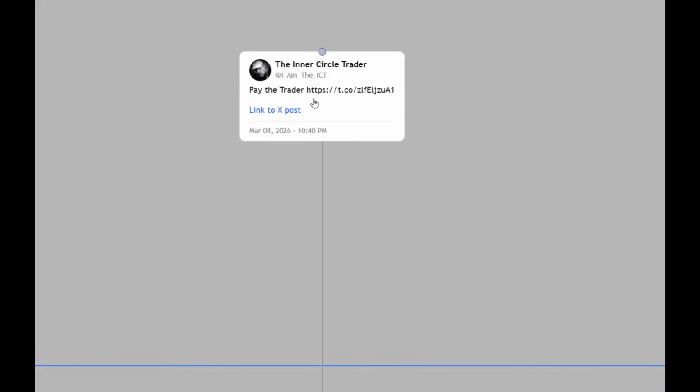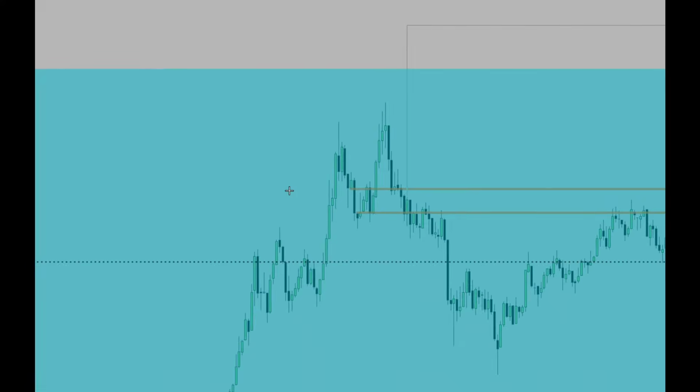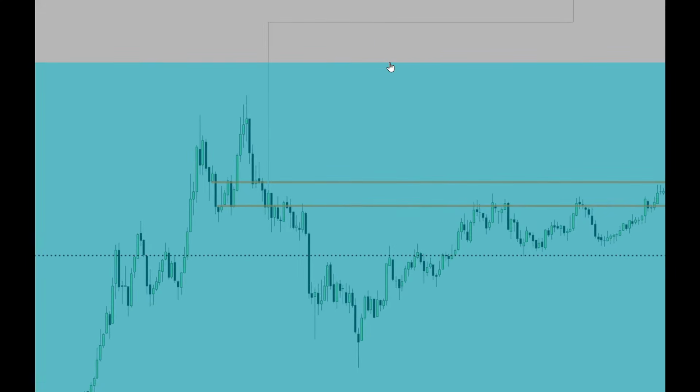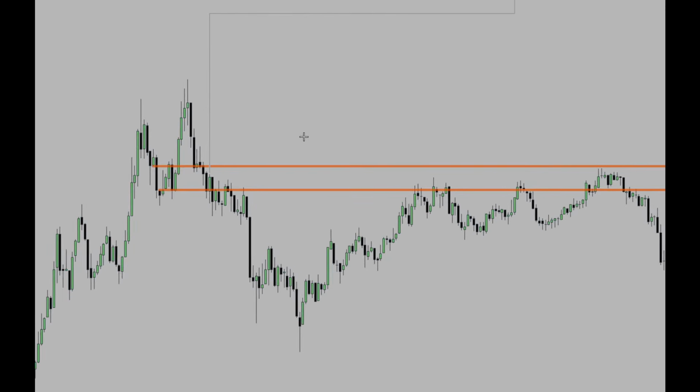So I said pay the trader, and then over here you'll see this inefficiency right there, high, low, higher high. You know what this PD array is if you've been with me for a while, using it as an inversion fair value gap. You can see we trade up to the consequent encroachment. I'm using the two lines here. And I'm going to actually take this off so that it makes it a little bit easier.